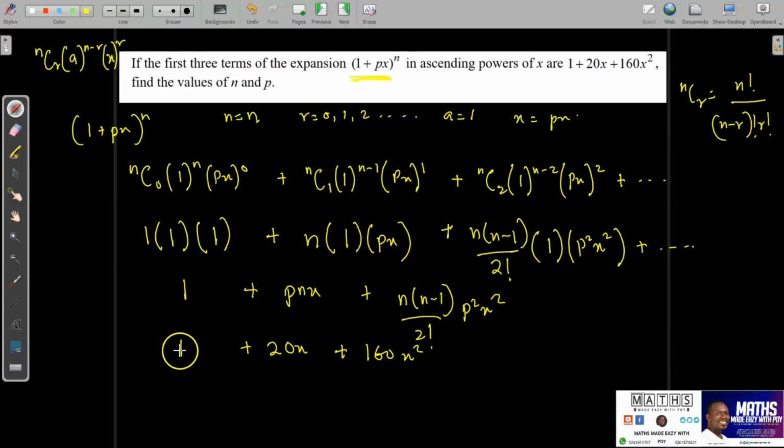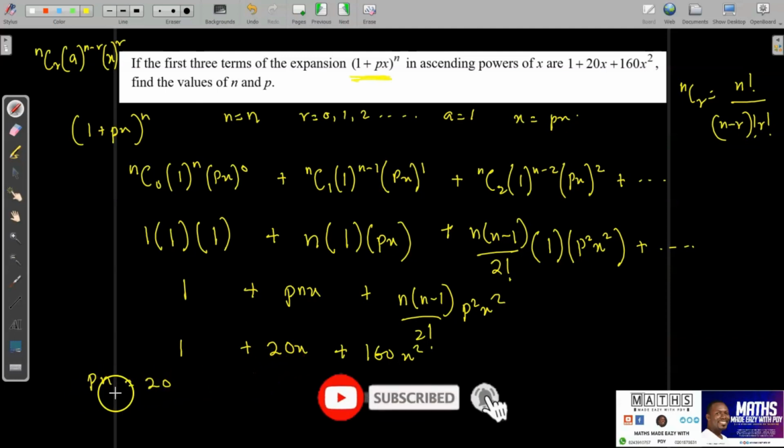We have 1 to 1, but we have pnx is the same as 20x. Therefore, what's the coefficient of x here? It is pn. And what's the coefficient of x here? 20. So we've generated one equation, that is equation 1.